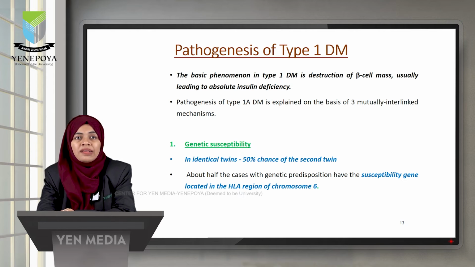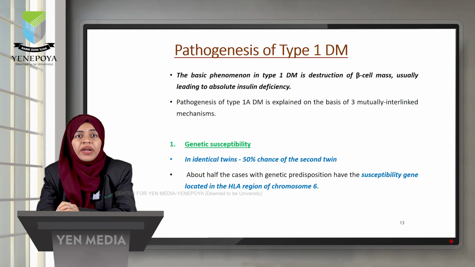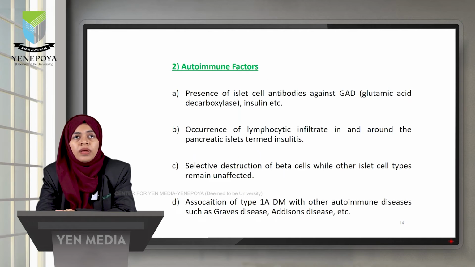The first reason is genetic susceptibility. In identical twins, there is a 50% chance that the second twin will get diabetes. About half of the cases with genetic predisposition have the susceptibility gene located in the HLA region of chromosome 6. The second cause in the pathogenesis of type 1 diabetes mellitus is autoimmune factors.